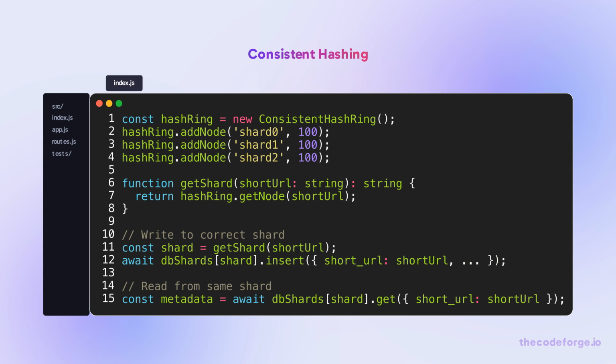Create a consistent hash ring with virtual nodes. For each short URL, determine the shard and route the request accordingly.